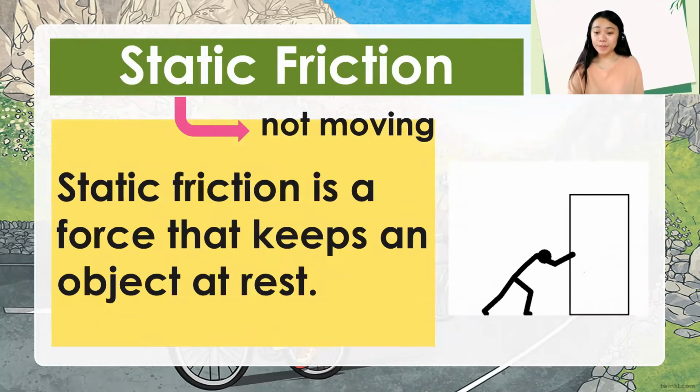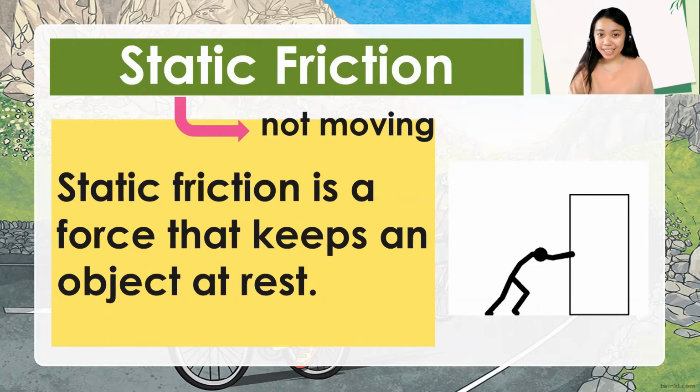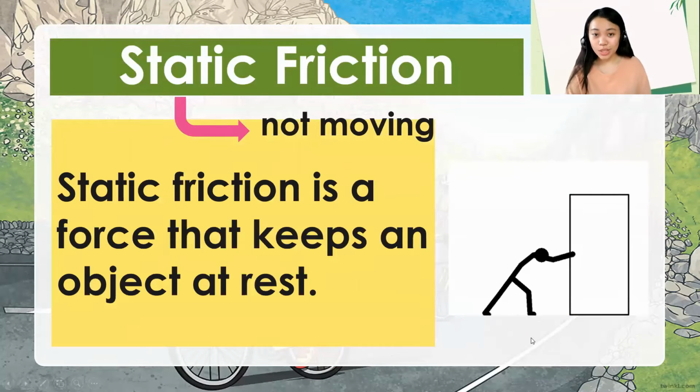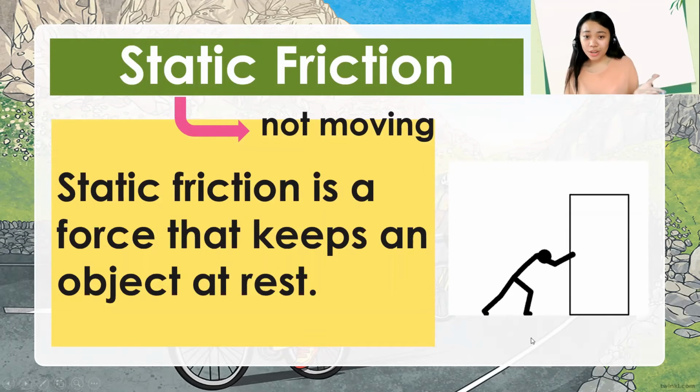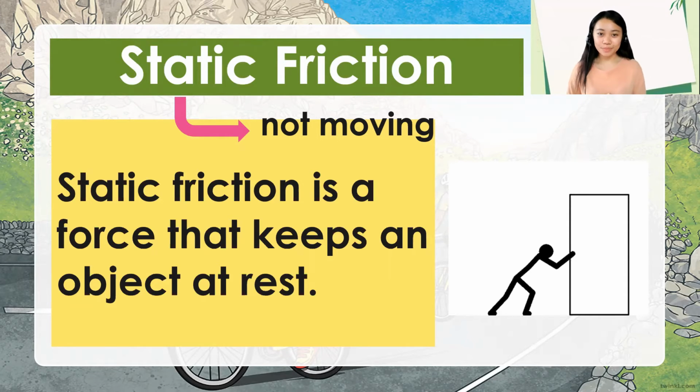Like, for example, this man is trying to push the box. However, the box is not moving. Still, there is friction, and that's what we call static friction.